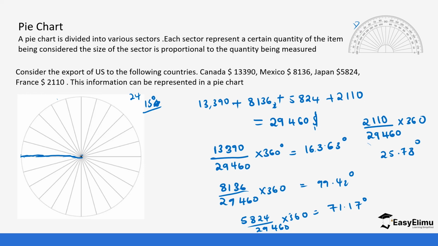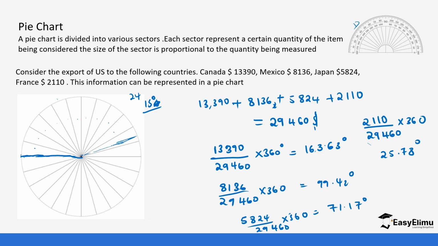So we have 163.63 divided by 15, so that you can see how many sections you will need. You need approximately 10 or 11 sections. So 1, 2, 3, 4, 5, 6, 7, 8, 9, 10, and a small section on the 9th.